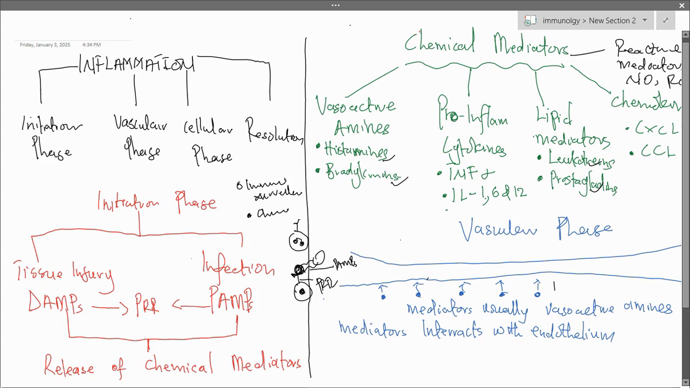And these are the chemical mediators we talked about. We talked about vasoactive amines, pro-inflammatory cytokines, lipid mediators, chemokines, and then reactive mediators. In the vasoactive amines, we have histamines and bradykinins. In the pro-inflammatory cytokines, we have tumor necrosis factor alpha, interleukin 1, interleukin 6, and interleukin 12. And in the lipid mediators, we have the leukotrienes and the prostaglandins.